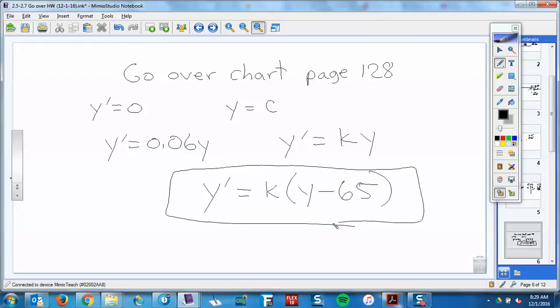But now think about it. When is this number here in the parentheses going to be the biggest? When Y is the highest, right? And that's the temperature of the coffee, right? So the bigger this number is, the bigger this will be, right? That's the idea, okay? And of course, this is the rate of change. So the coffee is going to cool at a rate that is proportional to the difference between the temperature of the coffee and the room temperature, okay? So the bigger that is, will K be positive or negative in this scenario? Why?